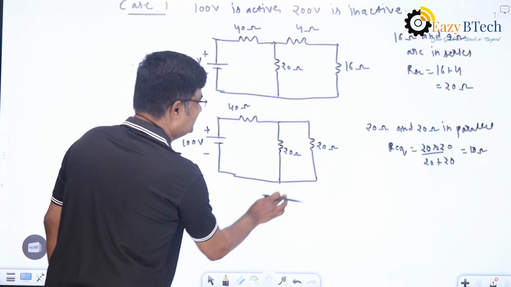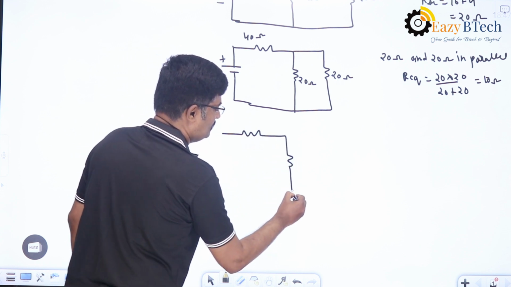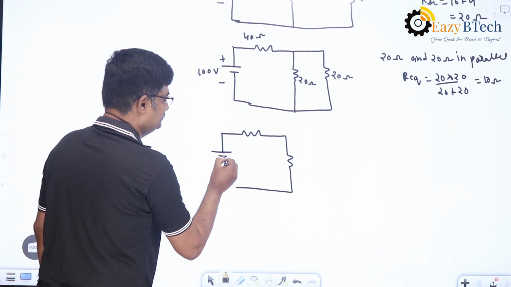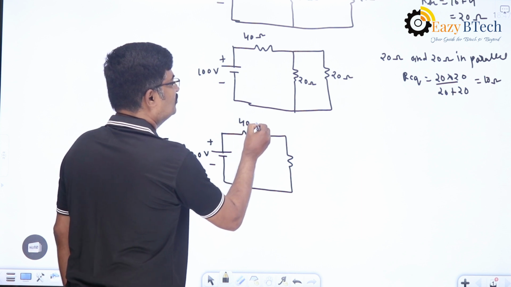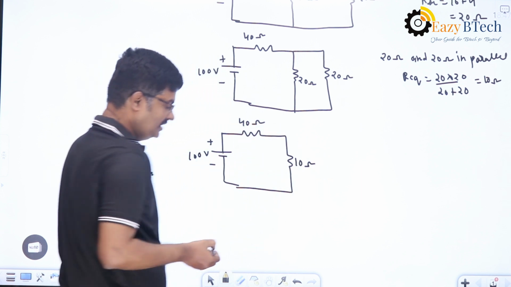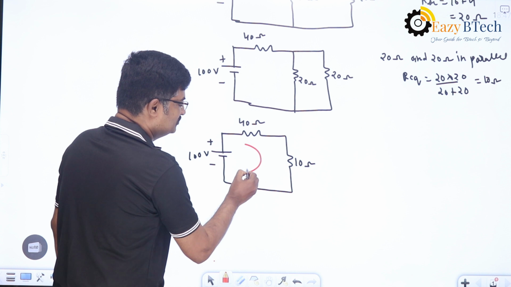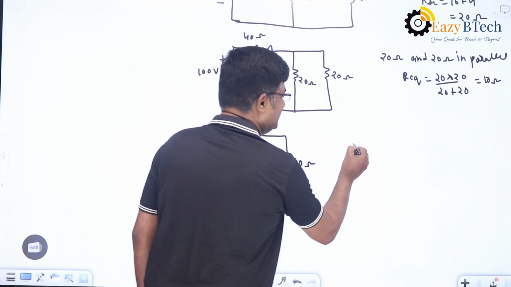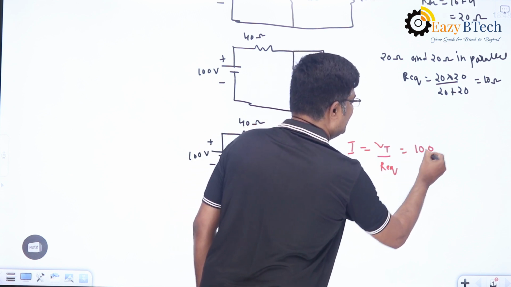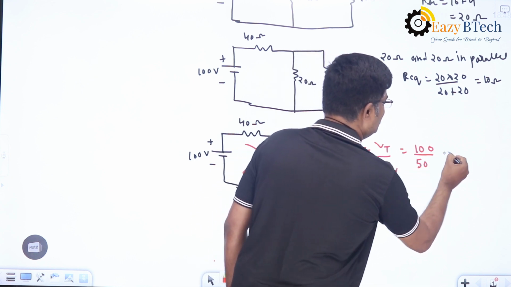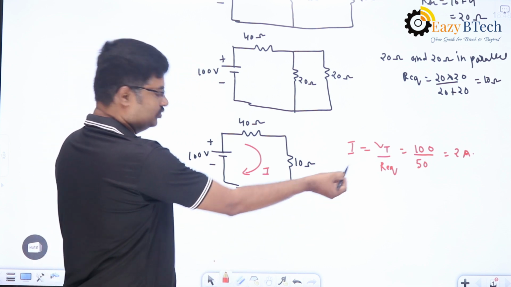Now my diagram will be changing to this: 100 volts, 40 ohm, and 10 ohm. If I want to find the current here, this is the current I. So my total I is equal to V total by R equivalent, which is equal to 100 divided by 50, which is equal to 2 amperes. The total current in the circuit is 2 amperes.